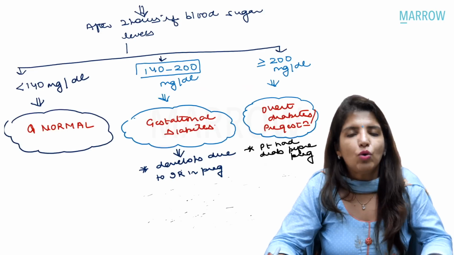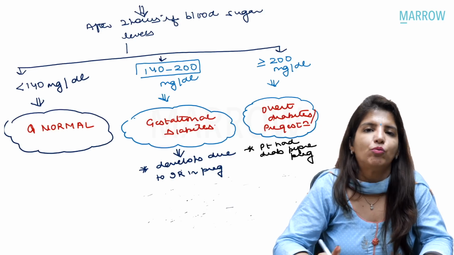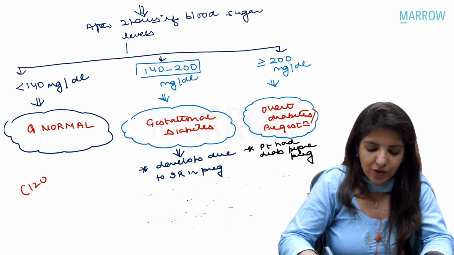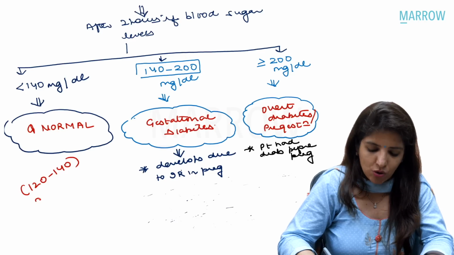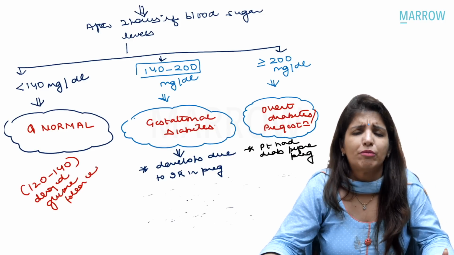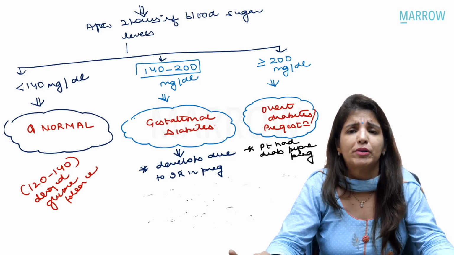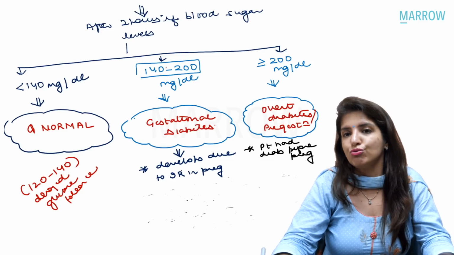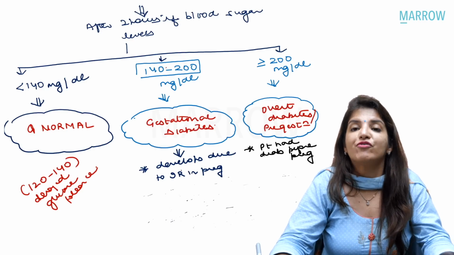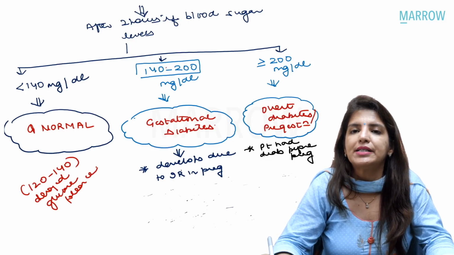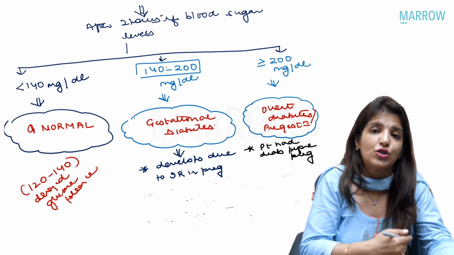Now, after 2 hours, if her blood sugar levels are less than 140, that means it is normal. You can remember one more thing, that if it is between 120 to 140, we call it deranged glucose tolerance, but if you don't remember that, that's okay. If it is less than 140 and you remember it is normal, it's okay. Now, if the levels are between 140 to 200, then she's a case of gestational diabetes. Gestational diabetes means the diabetes is developing during pregnancy because of insulin resistance.